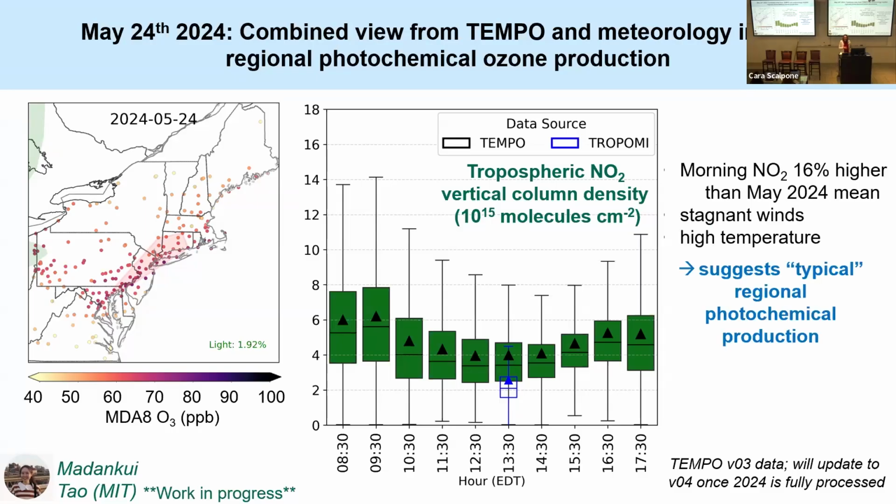And what's interesting is on this particular day, Tempo finds that morning NO2 is 16% higher than the May 2024 mean, which possibly means that we have more NOx around to produce ozone, although there's more work that we need to do to really test that hypothesis. Interestingly, the meteorological conditions are what you expect with a classic summertime photochemical ozone production. You have stagnant winds, high temperatures. So our working hypothesis is this is a normal Eastern US event.